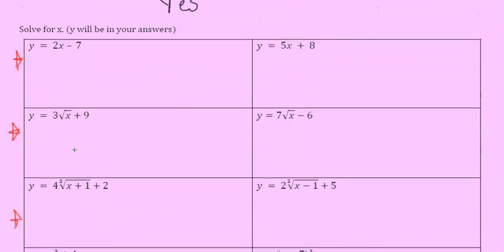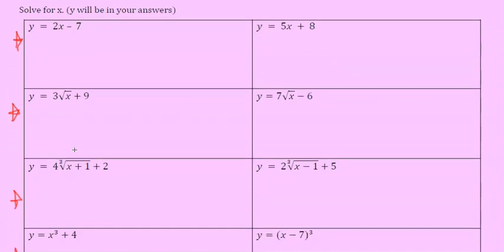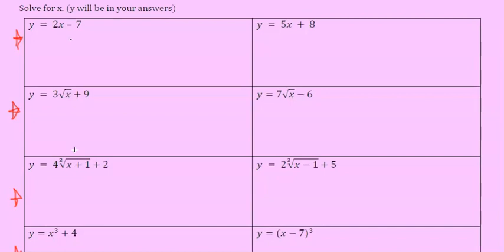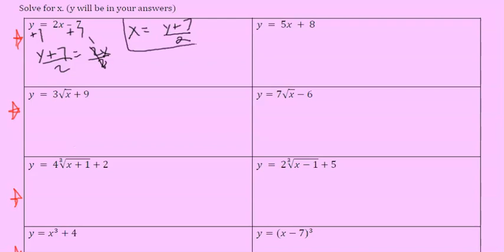Solve for x. Y will be in your answers. We have y equals 2x minus 7. To get x by itself, let's add 7 to each side. Y plus 7 equals 2x. Divide each side by 2. And then we have x equals y plus 7 all over 2. Try the next one. Pause the video and try that next one.